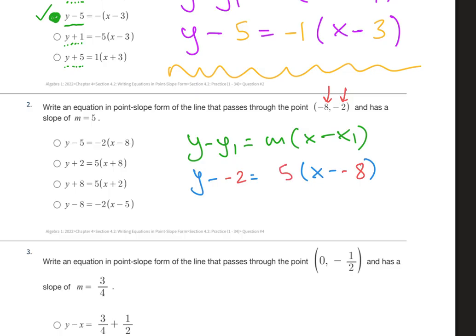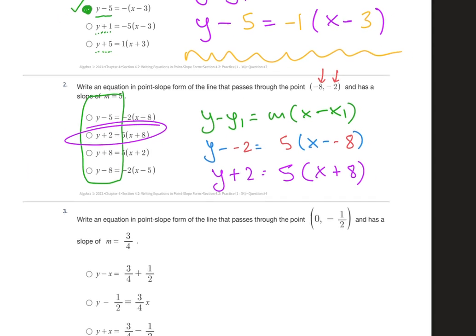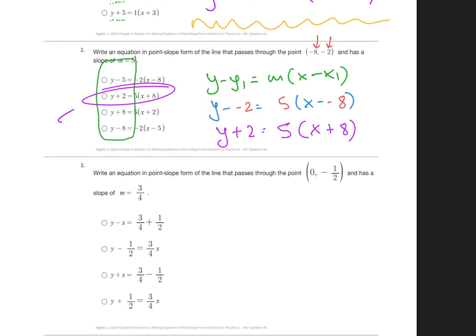My slope is 5. And then if you were going to look over here for y minus negative 2, you're not going to find it because this is y plus 2. These two negatives make a positive, and this is going to be x plus 8. There it is. It's B. I can't guarantee that your answer choice is B, by the way, but it is that one for me.